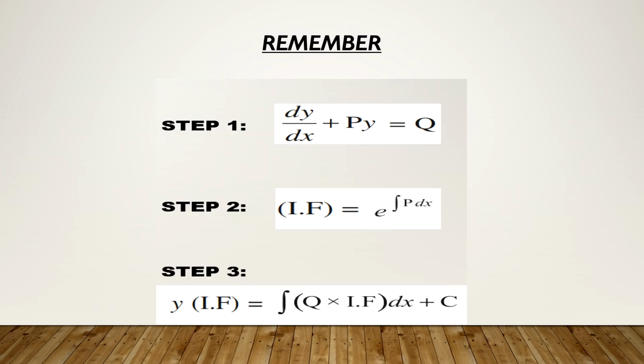So the 3 steps. In the first step, just compare your equation with the dy by dx plus py is equal to q form. Then find a term called the integrating factor, which is nothing but e raised to integral p dx. Third step, multiply y by the integrating factor, and on the right hand side you will have integral of q into the integrating factor plus the constant c. These are the 3 steps. Let us straight away start with the example.